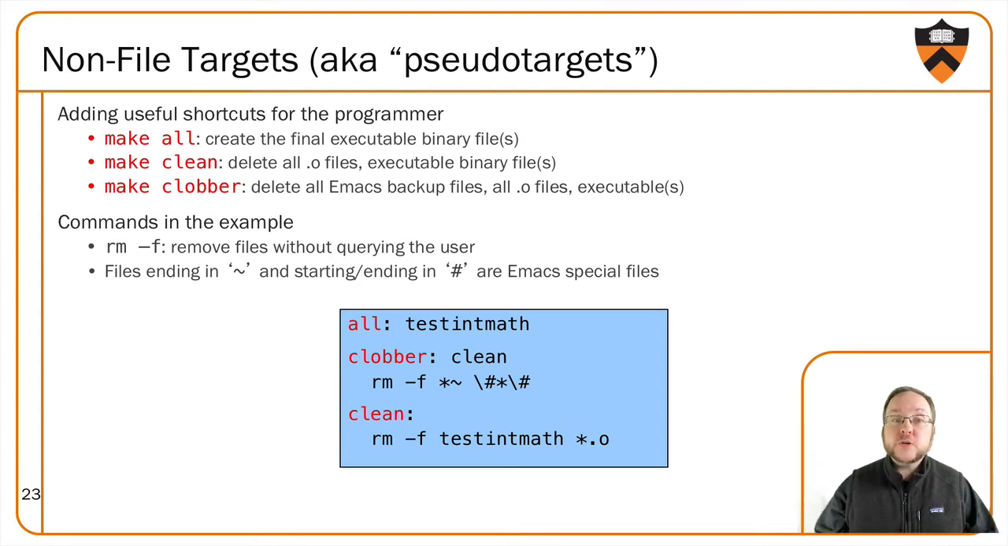Other common pseudo-targets along with all are clean and clobber. And note that all, clean, clobber, help, these are just convention. They're typical names, but they aren't special. They're not keywords or standards. They're just descriptive. So looking at this clobber and clean command, pause the video and see if you can predict what clobber does step by step.